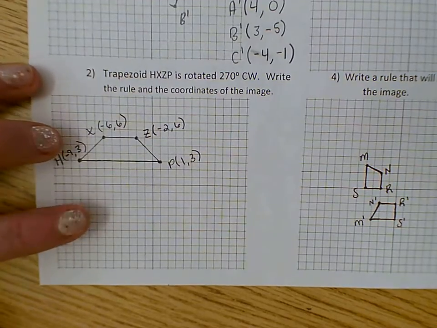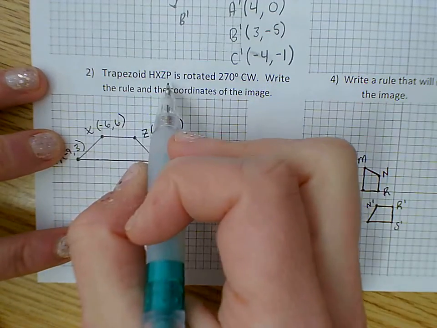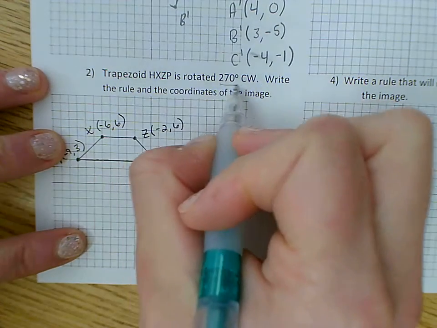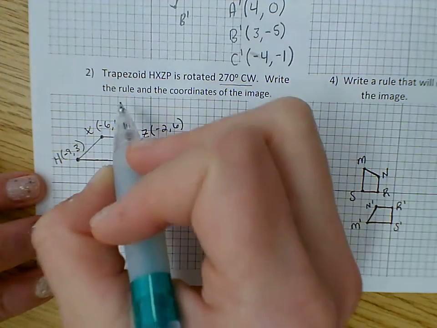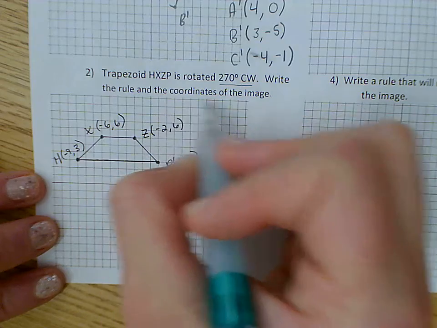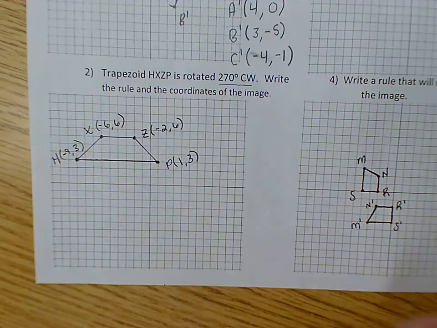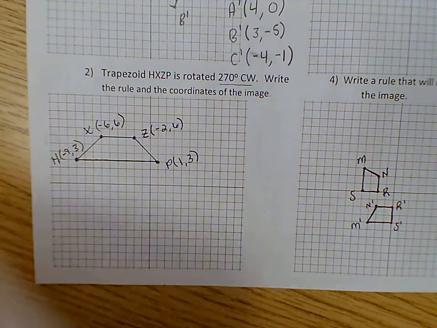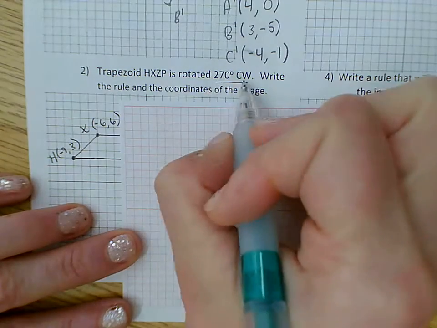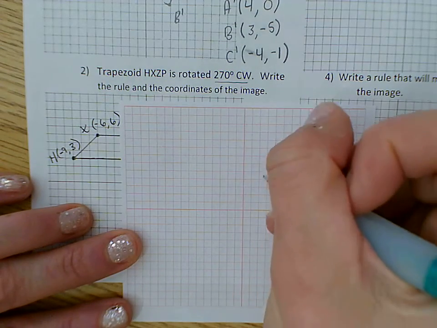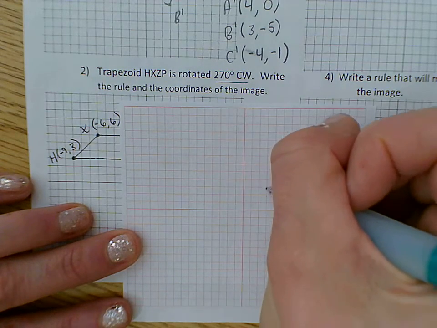Okay. So the next one, it says you've got a trapezoid and it's going to be rotated 270 degrees clockwise. It wants you to write the rule, and then it wants you to find the coordinates of the image. Okay, so before I can actually do anything with my figure, I'm going to take the graph paper. I'm going to find the rule by graphing the point 3, 5. So 3, 1, 2, 3, 4, 5.